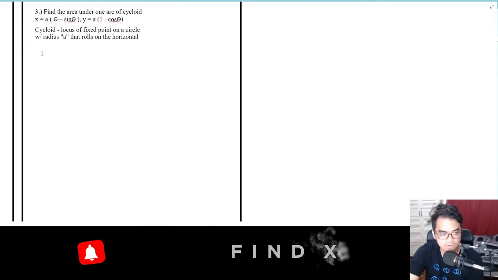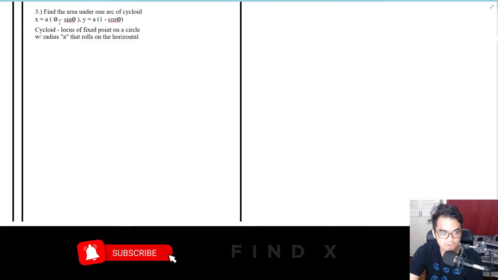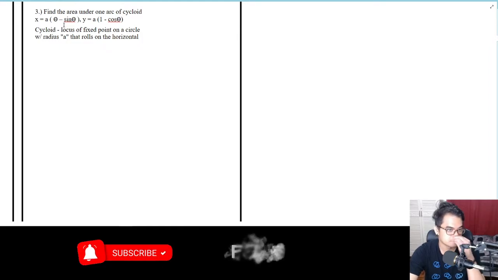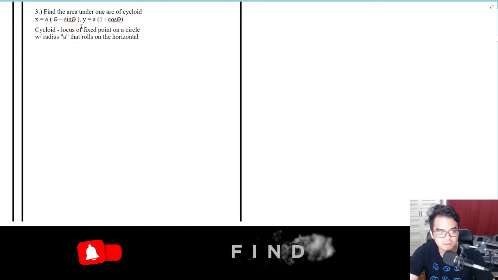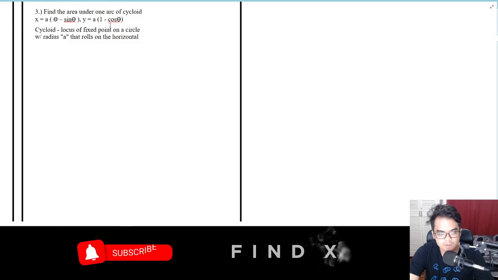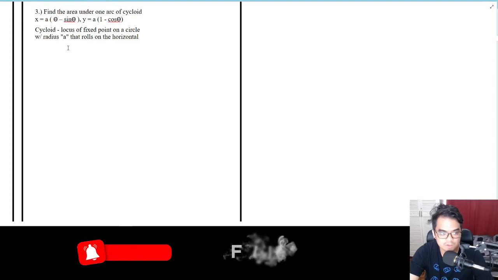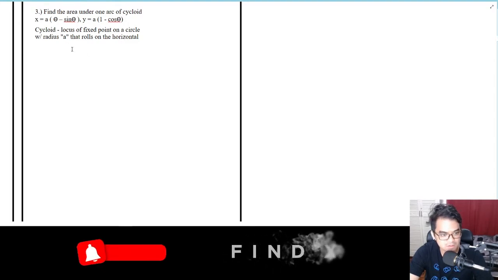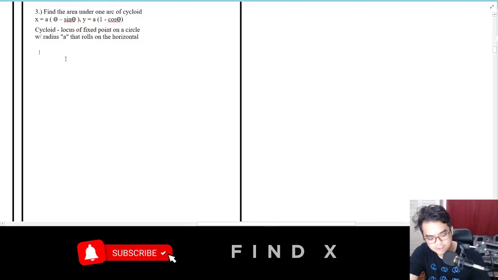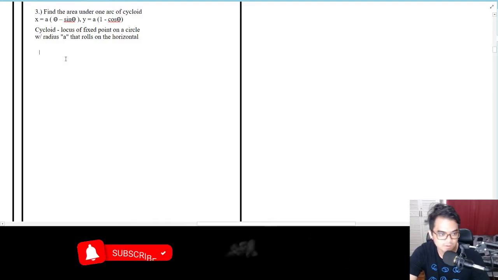Okay, so we have here number 3. Find the area under one arc of a cycloid. We are given x equal to a times theta minus sine theta, and y equal to a times 1 minus cosine theta. Note that a cycloid is a locus of a fixed point on a circle with radius a that rolls on the horizontal. That is quite hard to understand, but this is what it looks like.